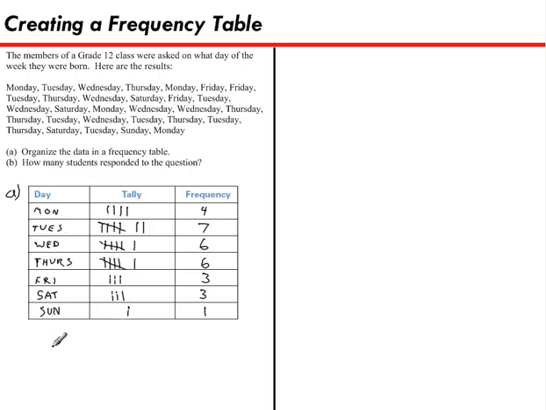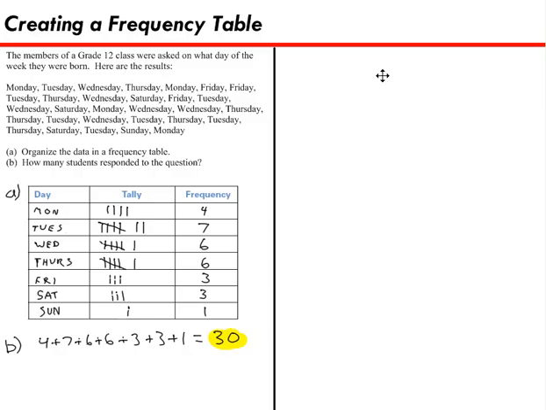Let's answer B. In B, they want to know how many people responded to the survey. Well, that's easy. I just add up all the numbers in the frequency column. So my answer will be 4 plus 7 plus 6 plus another 6 plus 2 3s. And finally that 1 for Sunday. And I should get an answer of 30. So 30 people responded to the survey.